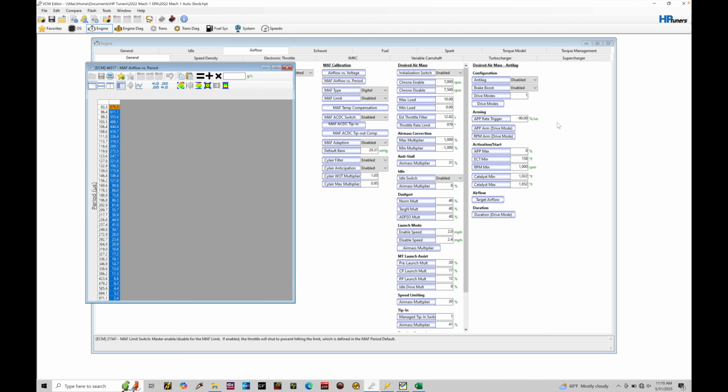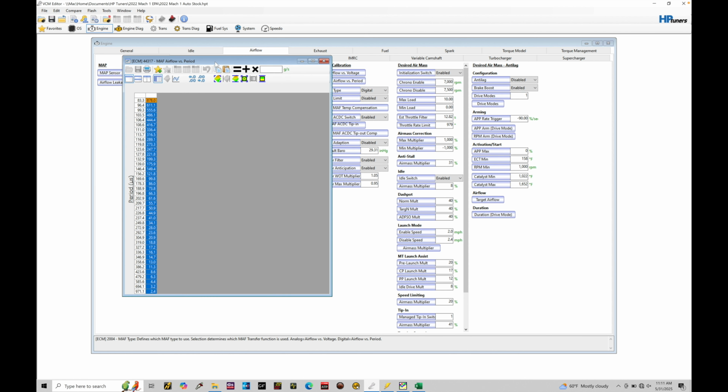So we're going to close this out. We are not going to touch MAF type from digital, and we are only going to focus on our mass airflow versus period table. Now, looking into this table, we're going to see that, again, it's based on our microsecond period. So we can see this is going to be what's coming out of the MAF sensor. And then the ECU is going to do a lookup directly to see what the grams per second value should be at that particular period.